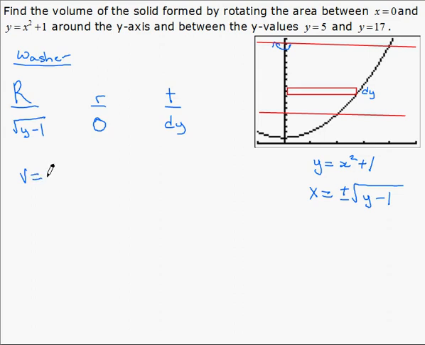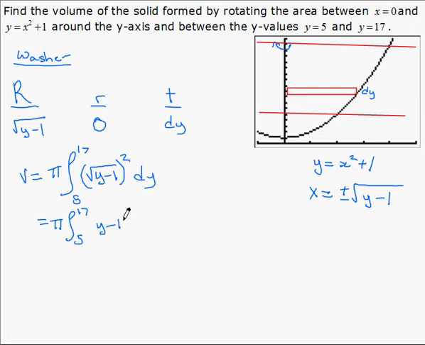So the volume is equal to pi times the integral from 5 to 17 of root y minus 1, squared, dy, which is the integral from 5 to 17 of y minus 1 dy. The square root and the square cancel.